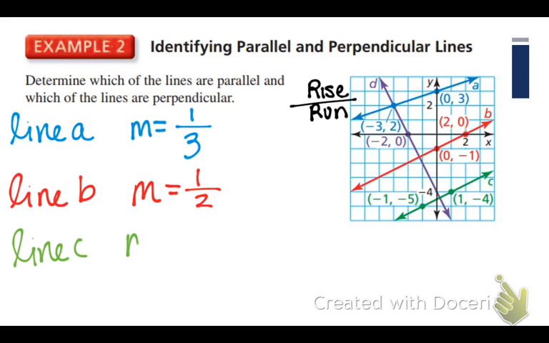We got line C. We do the same thing. We got negative 1, negative 5, and 1, negative 4. So we go up 1 and over how many? 2. So up 1 over 1, 2. So that's still 1/2.